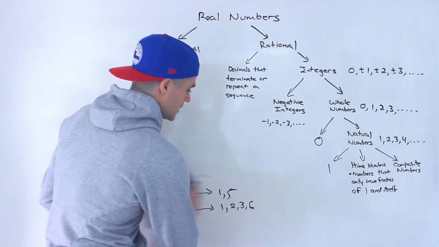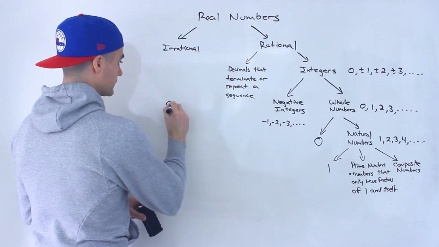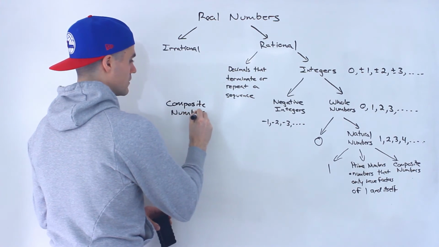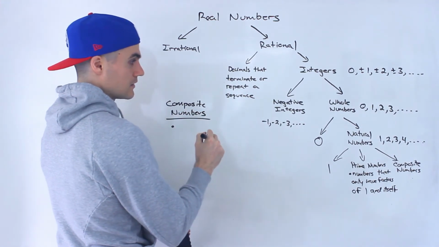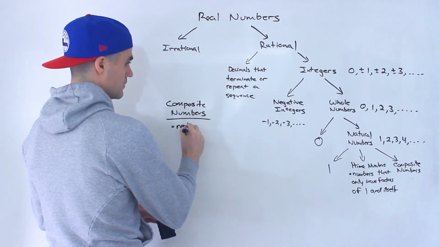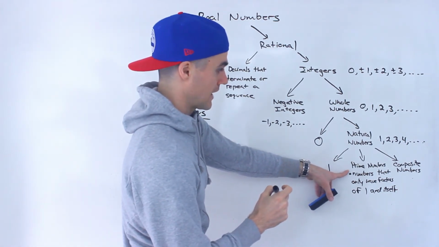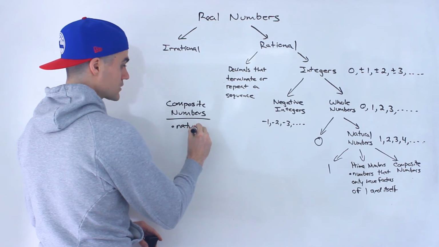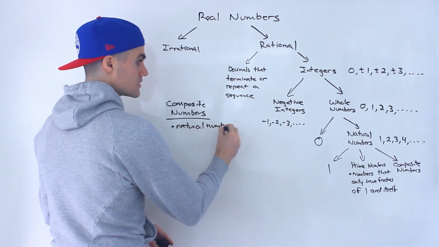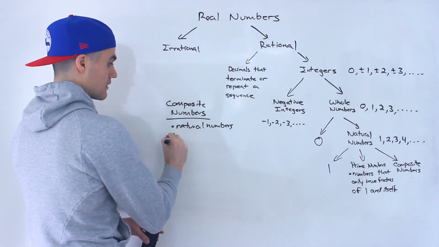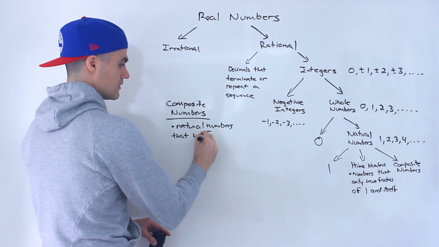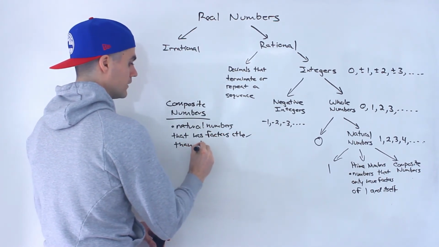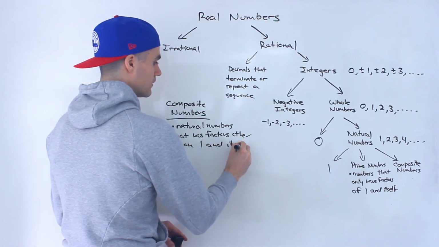Or they could be composite numbers, and I'll just write the definition over here. Composite numbers are basically natural numbers, or positive integers, that have factors other than 1 and itself.